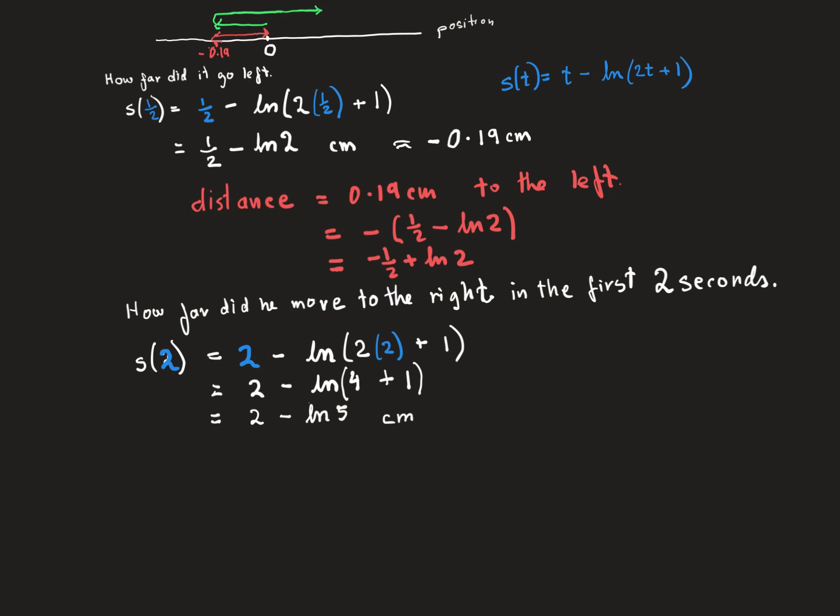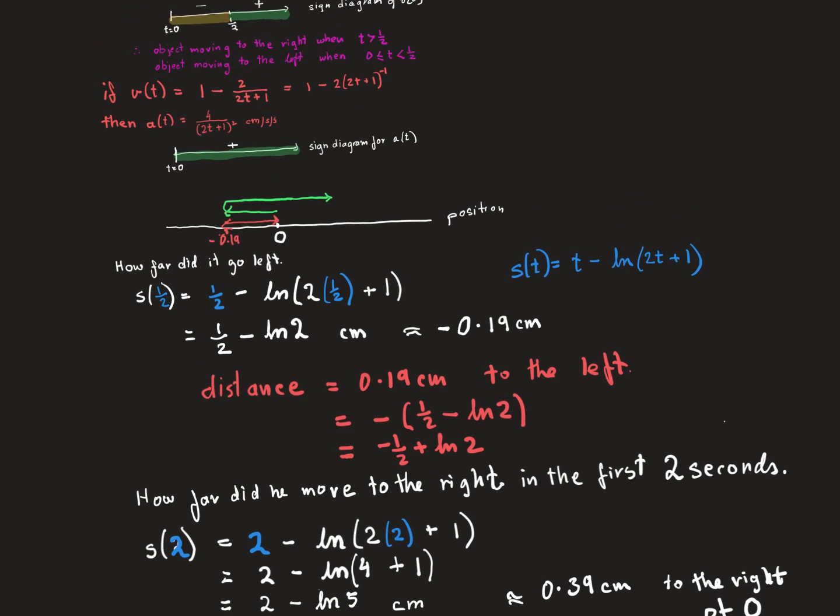Again, what is 2 minus ln 5 centimeters? All right, it's approximately 0.39 centimeters to the right. Okay, let's go back to my diagram over here. That means that it probably ends up somewhere around here, 0.39. So we can extend our line. He ends up being here. Now, that 0.39 is this length up here, whereas the 0.19 is this length up over here.